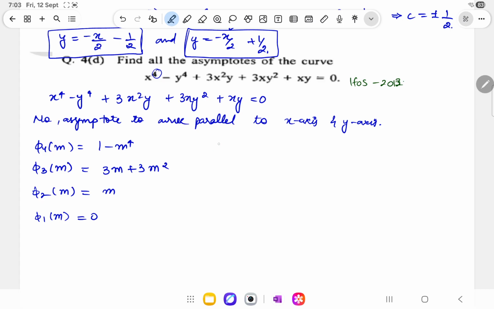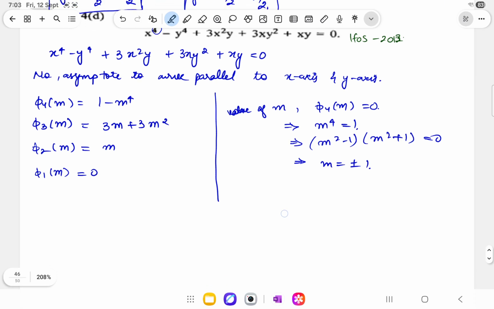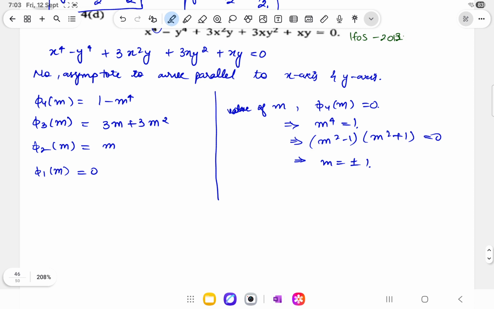So I can find out the value of m by equating phi 4m equal to 0. If I do so, I'll be getting m raised 4 equals to 1. So that basically gives me m square minus 1 into m square plus 1 equals to 0, and from there I got m equals to plus minus 1. We can ignore m square equals to minus 1 because that basically gives us imaginary values of m. So these are the values, plus minus 1.